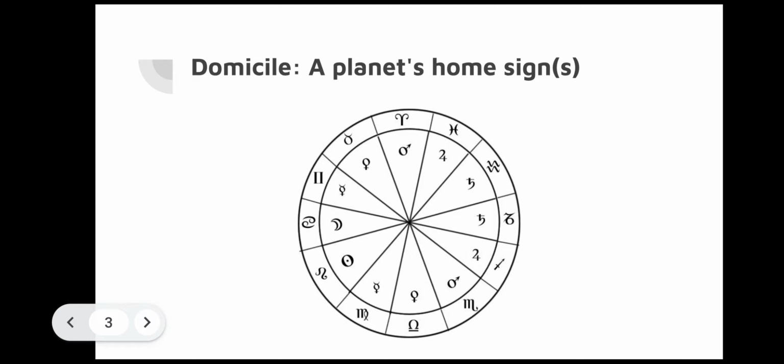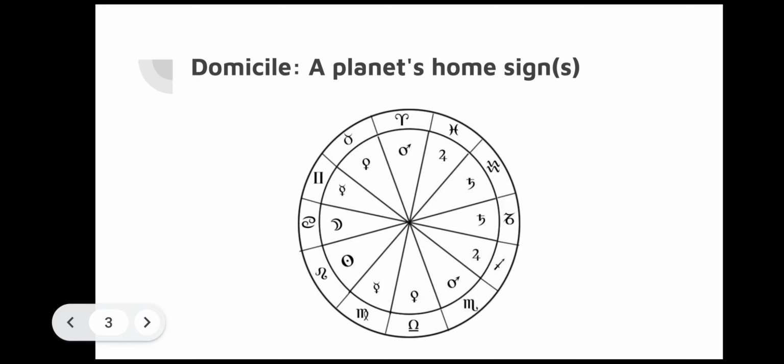You'll hear the word domicile, you'll hear the word rulership, or home sign. Those all mean the same thing. So a planet is comfortable, is at home in 1 or 2 signs. For the luminaries, the sun and the moon, they each only have 1 home.